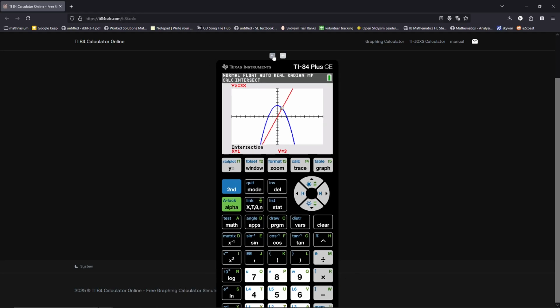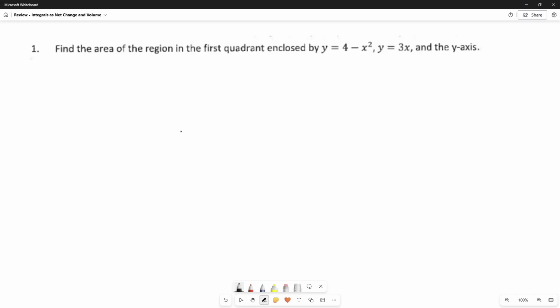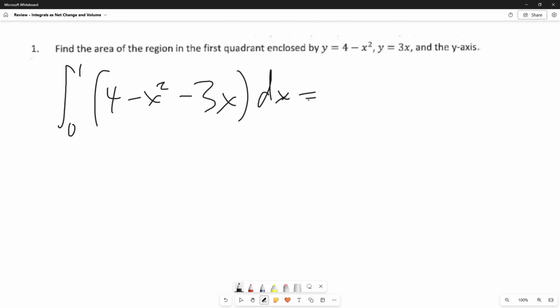So what we can do is go here and calculate the integral from 0 to 1 of the upper curve, which is 4 minus x squared, minus the integral of the lower curve. And we can just put all this into one equation. And we get our answer of 2.16, which is 13 over 6. So this one will just be from 0 to 1, 4 minus x squared minus 3x, which is 13 over 6. And that's our final answer.